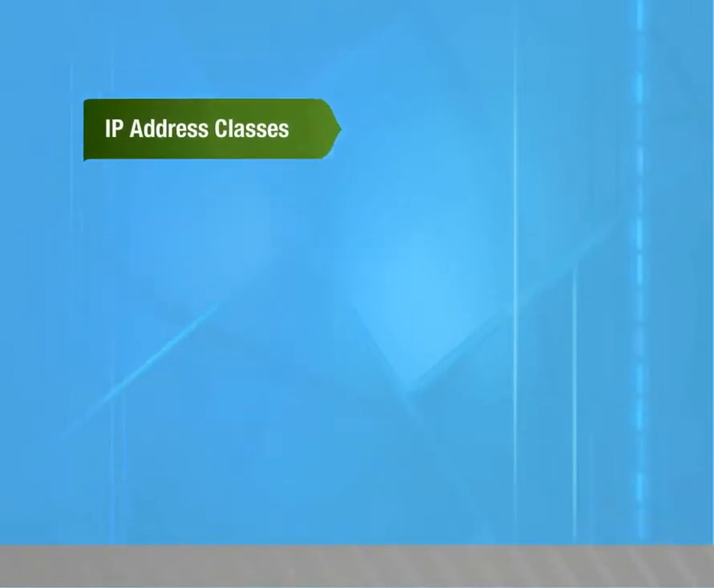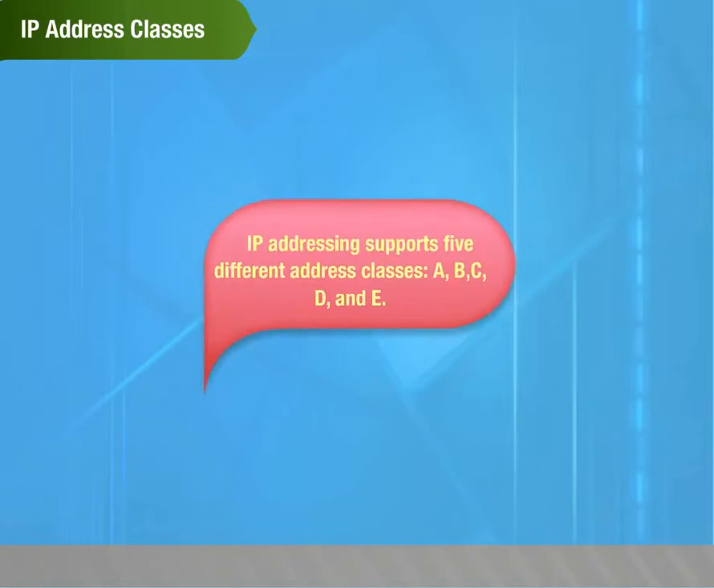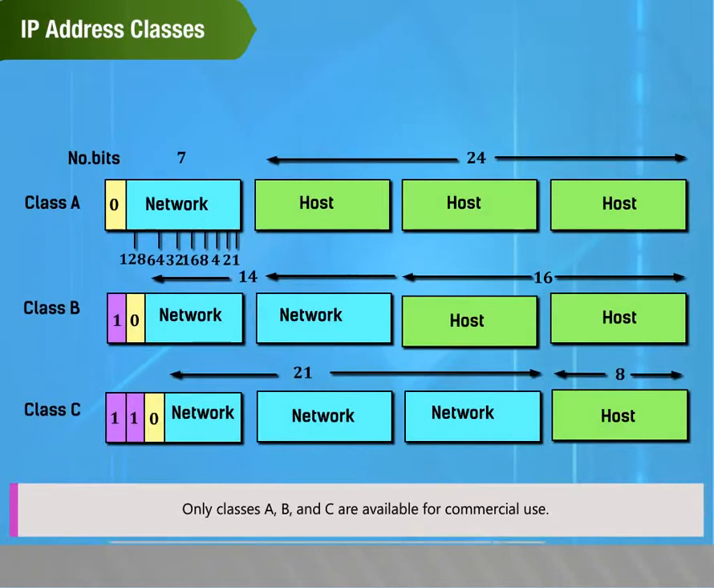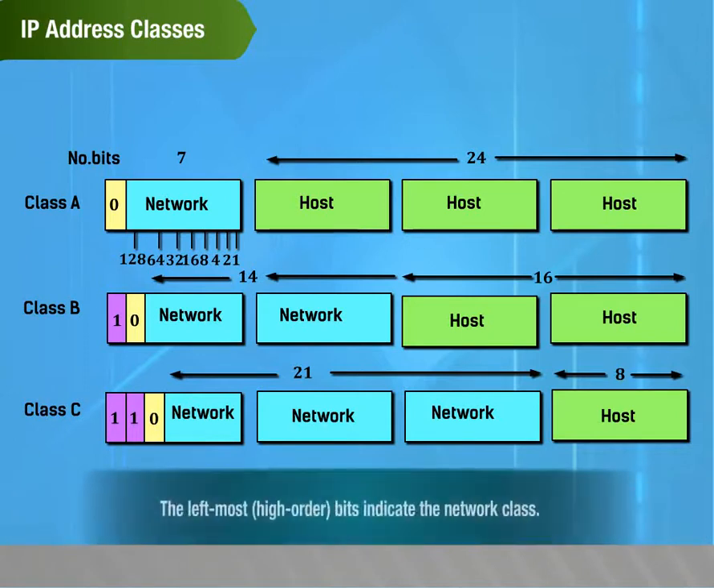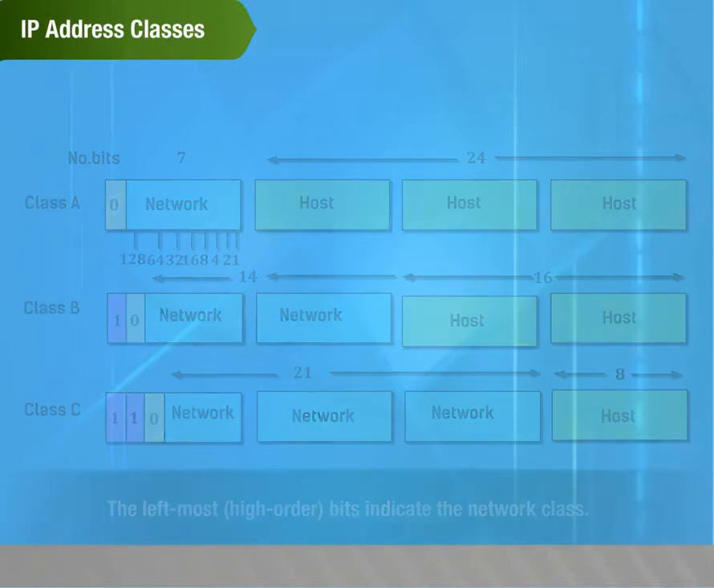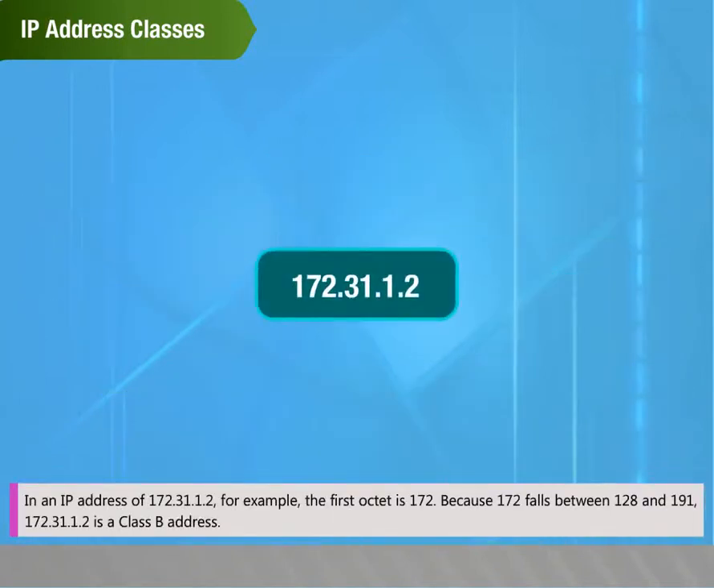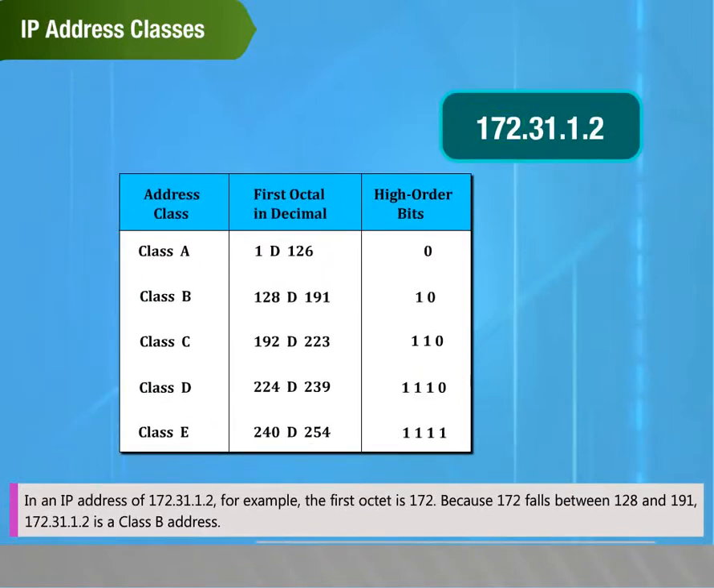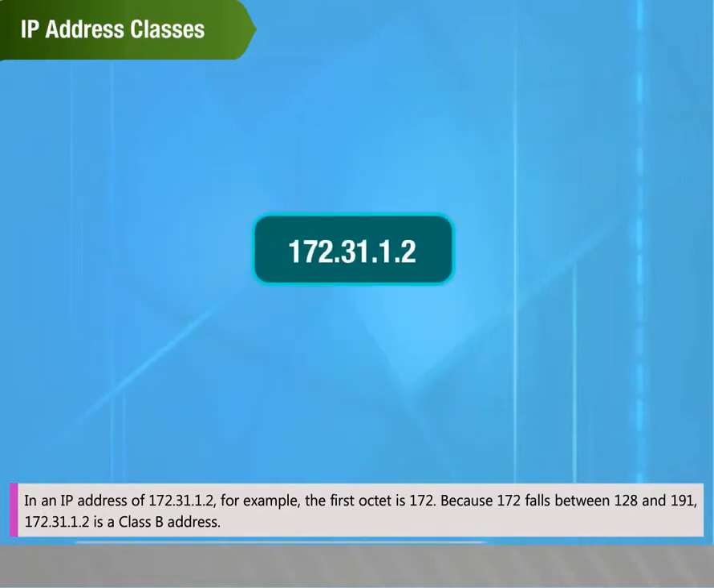IP address classes. IP addressing supports 5 different address classes: A, B, C, D, and E. Only classes A, B, and C are available for commercial use. The leftmost, that is high order bits, indicate the network class. In an IP address of 172.31.1.2, for example, the first octet is 172 because 172 falls between 128 and 191. 172.31.1.2 is a Class B address.